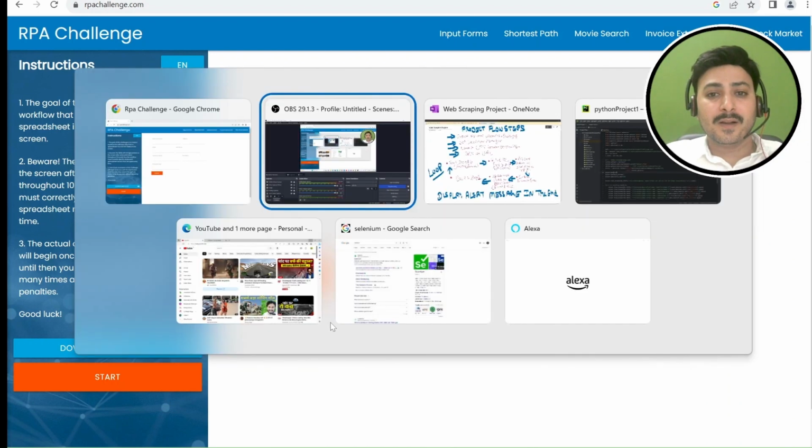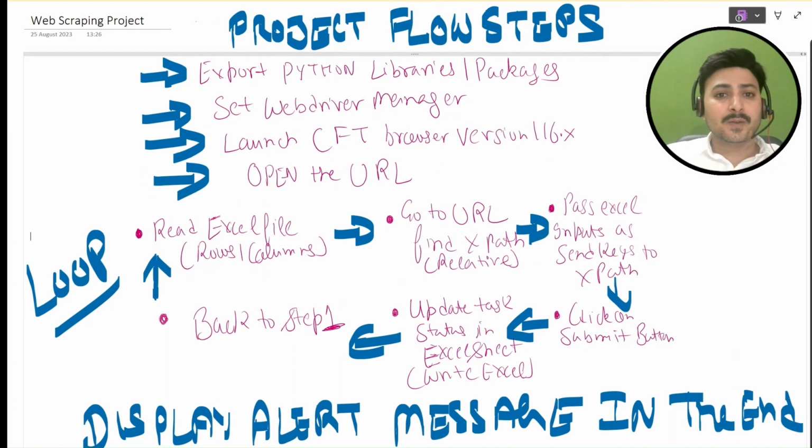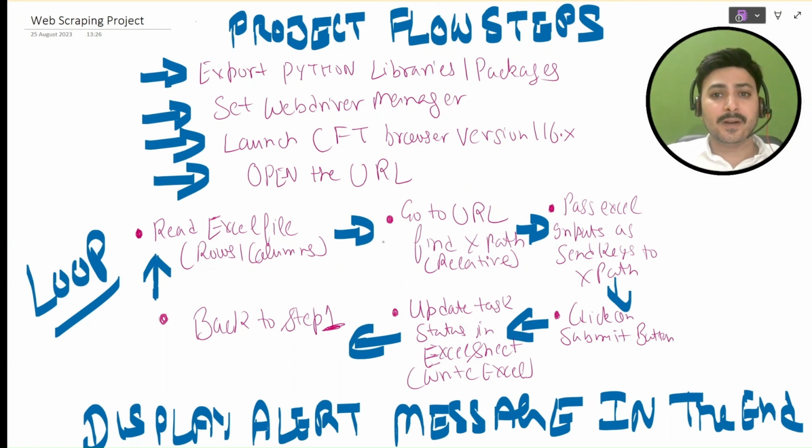Okay, so in this whole project, let's talk about the project flow steps. The number one thing will be to import the Python libraries and packages. So we'll import them first of all, and then we'll set up the WebDriver manager by looking at the Chrome version we are using on the local machine. And then we will use the CfT browser, right? It's Chrome for Testing, which is a separate and dedicated browser for automation testing only, recently launched.